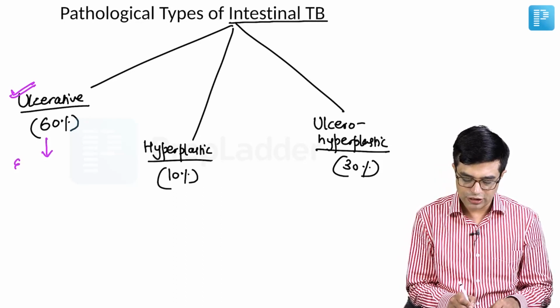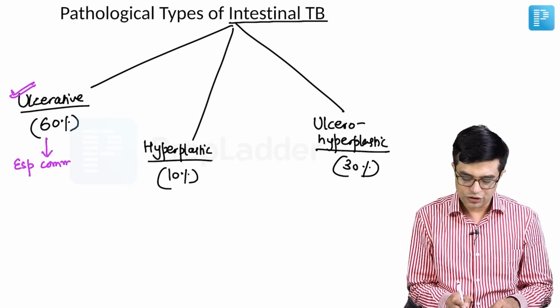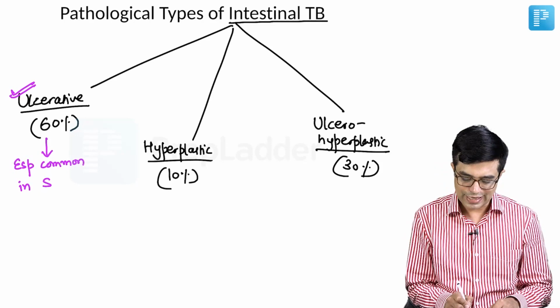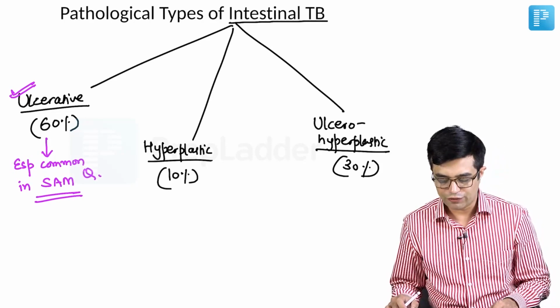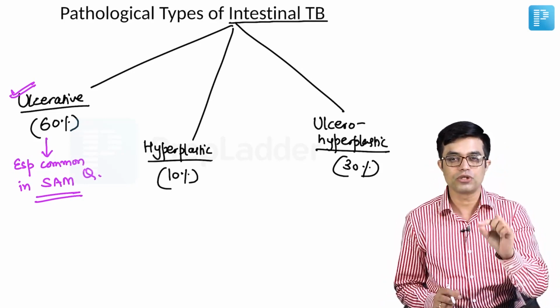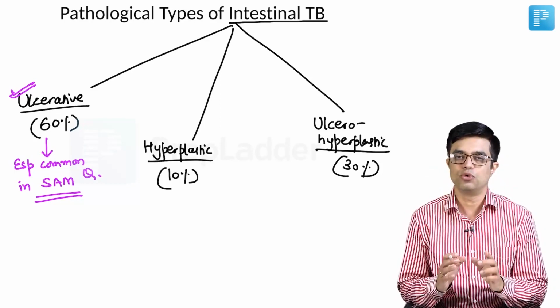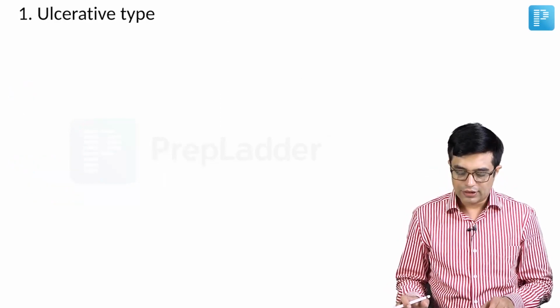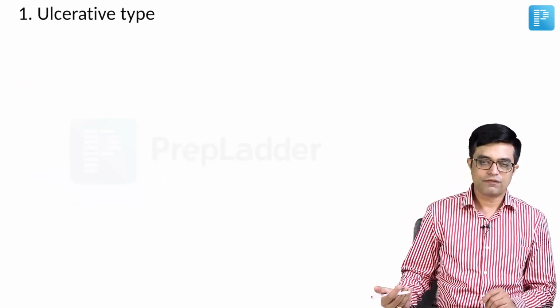Ulcerative form is especially common in children who are having SAM, severe acute malnutrition, potential MCQ. Which variety of TB is common in severe acute malnutrition? It is the intestinal tuberculosis of ulcerative form, which is more common. So, let us discuss some individual details of these.